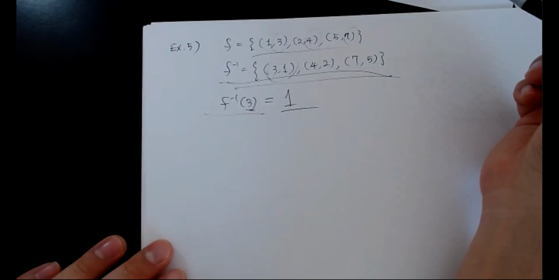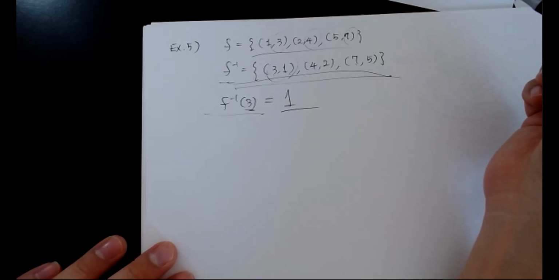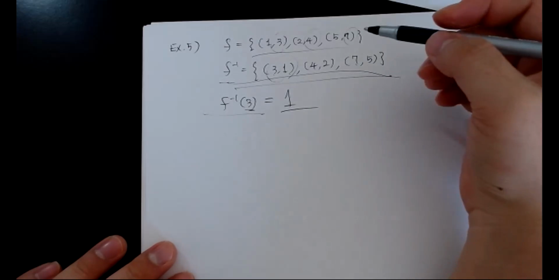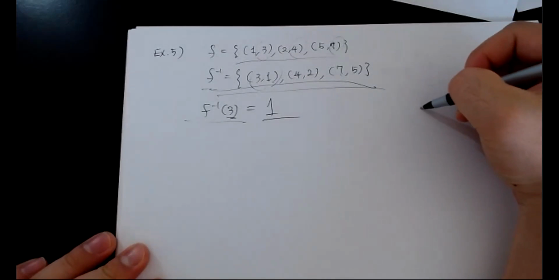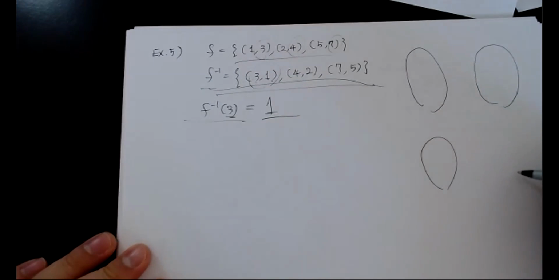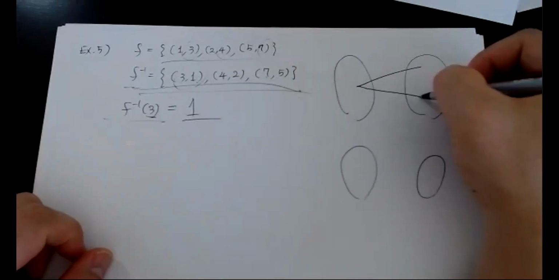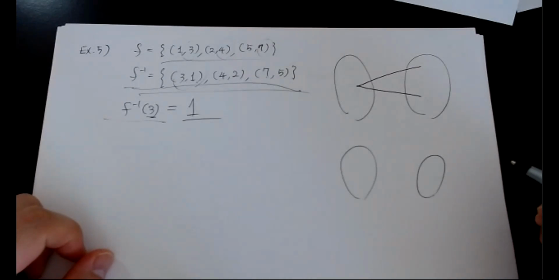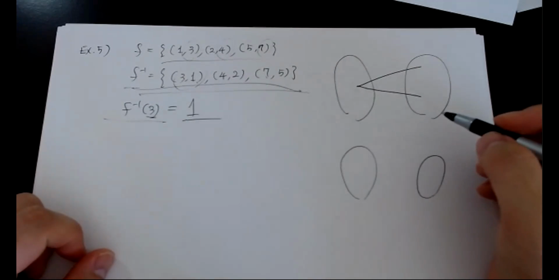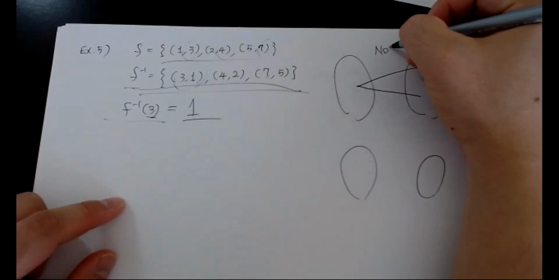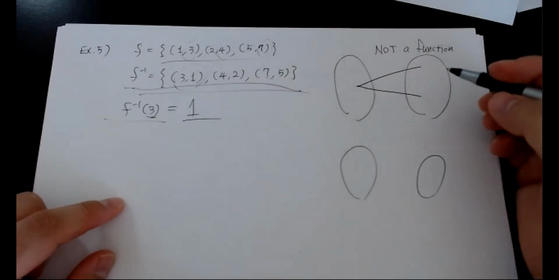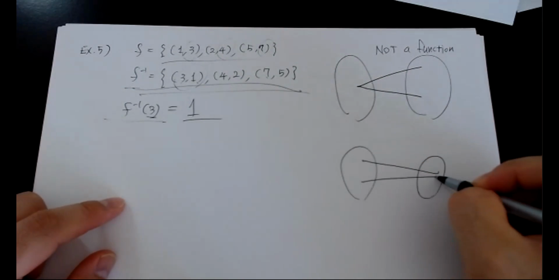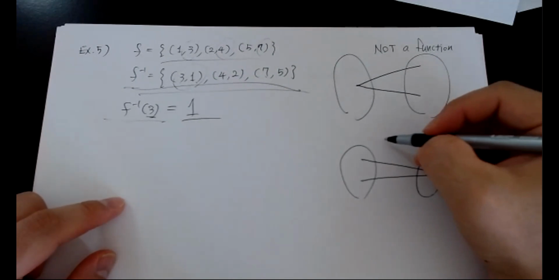So now, if you're really confused about the definition of functions and one-to-one, then just keep this in mind. If you got this kind of ordered pairs, two ordered pairs having a relation like this, then what? Not a function. If you got this one, okay, not one-to-one.